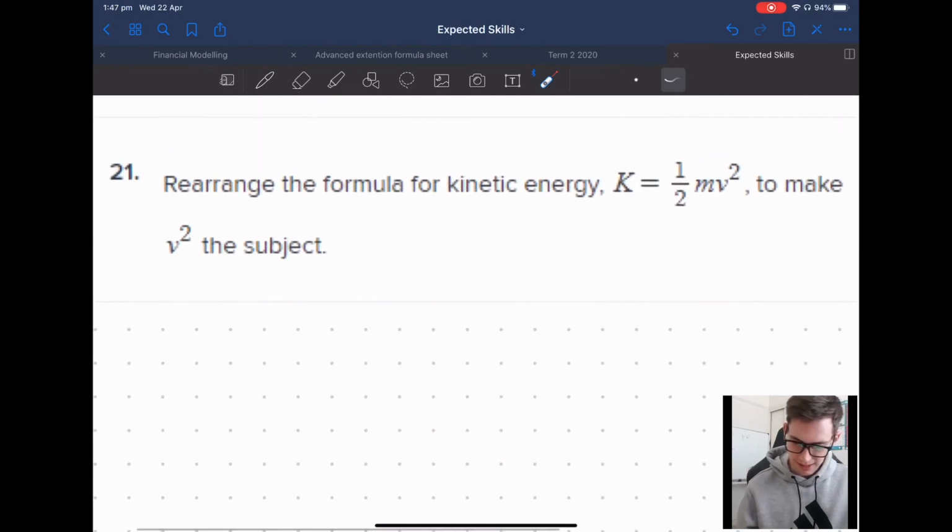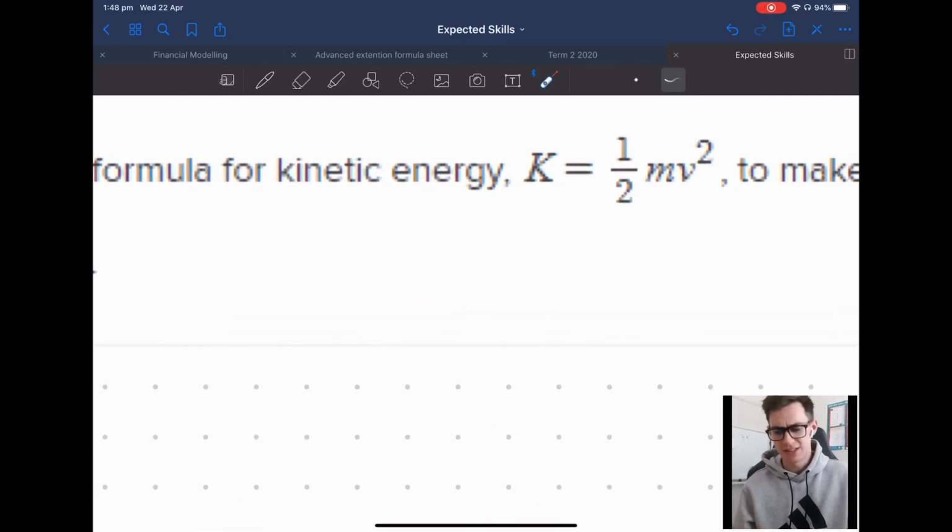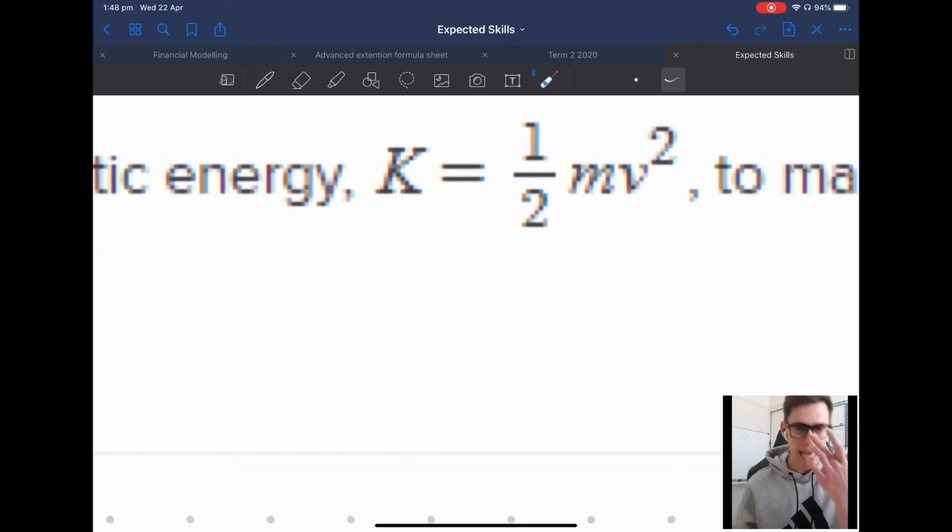21 is just a kinetic energy formula. We're trying to get v squared as the subject, not v. It's actually a really nice, easy question. Heaps of ways you could do this. You could do it in one step. I'll do it in two for you just so I don't lose you.